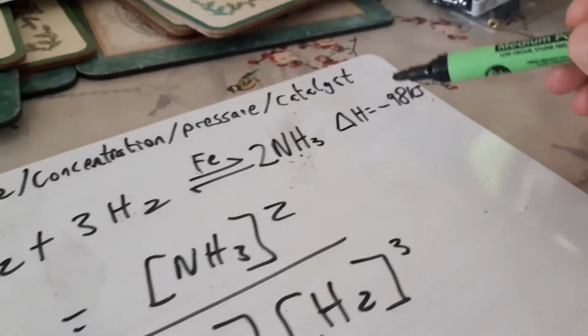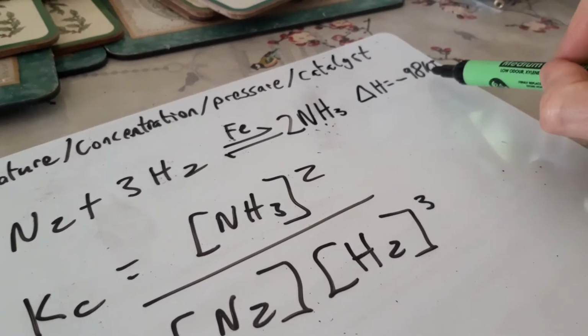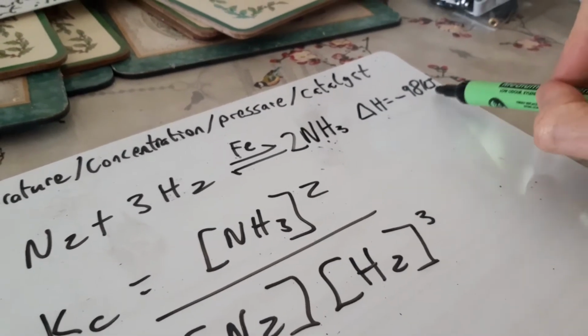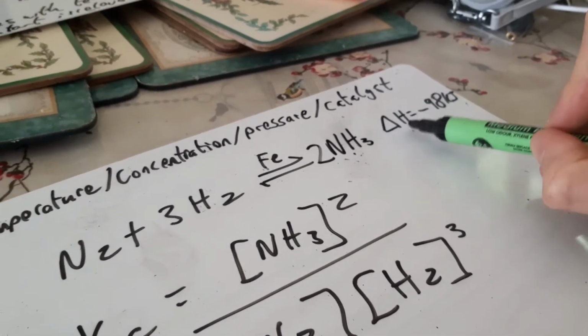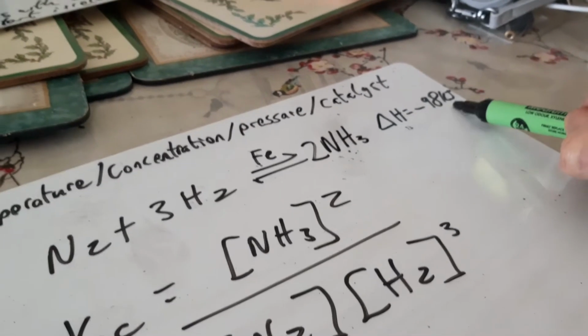So, a really important thing to start with is that this information is given to you here. Now, this will always be given to you in an exam question. You're not expected to know this, that the heat of reaction for this reaction is minus 98 kilojoules.